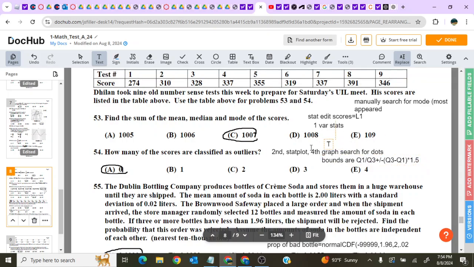Alternatively, you can go to second, go to stat plot, and use the fourth graph, which shows outliers, and then you search for any dots in the data. You'll have to zoom out to see it, because it's going to have these x values. If you do that, you'll get an outlier of 0, or you will not find any outliers at all.